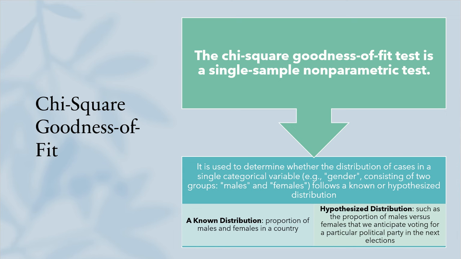We use it to determine whether a distribution of cases in just one single categorical variable follows a known or hypothesized distribution. When we're talking about a known distribution, it's where we know what proportion of, for example, males versus females exist in a country. Or a hypothesized distribution is a proportion of males versus females that we anticipate are going to vote for a particular party in the next elections.